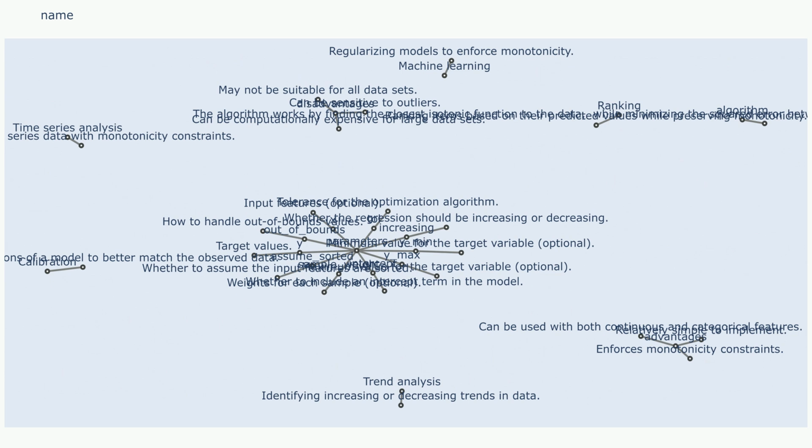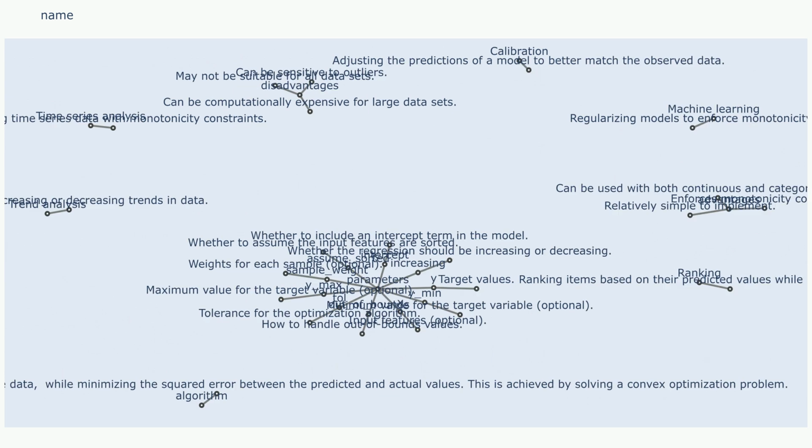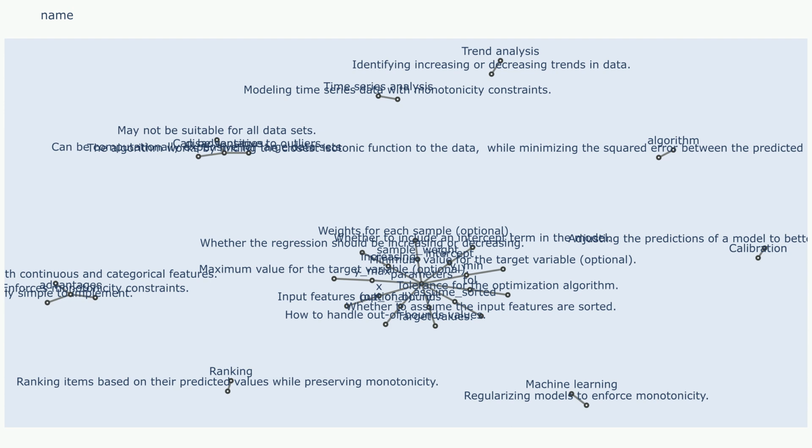5. y_. Purpose. This attribute stores the adjusted target values after fitting the model that maintain monotonicity with respect to the input features. Type: 1D array of floating point numbers. Use: this attribute allows you to inspect the adjusted target values and understand the impact of the isotonic regression. 6. X_. Purpose. This attribute stores the original input features provided to the model during fitting. Type: 1D array or list. Use: it provides a reference to the input features used for training.